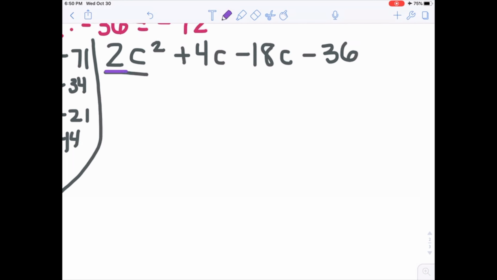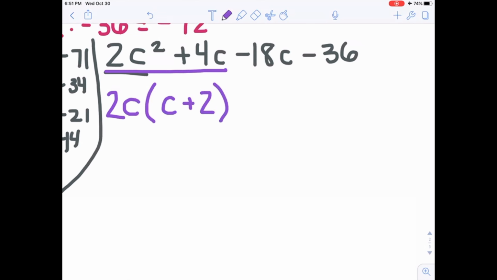So we're going to start off by looking at 2c squared plus 4c. When I look at that, I automatically know they have that c in common. Then I'm going to ask myself the question, what number goes into 2 that also goes into 4? 2, which means 2 is our common factor that we are factoring out. Now, we ask ourselves the question, 2c times what gives me 2c squared? C. 2c times what gives me 4c? Plus 2. Now we can move on to the second part.